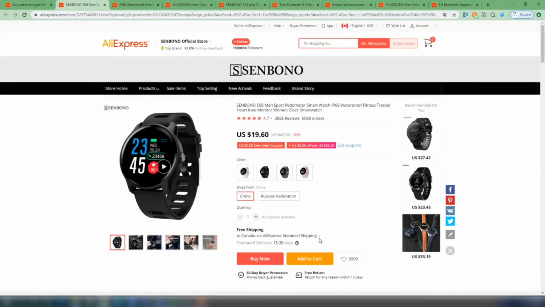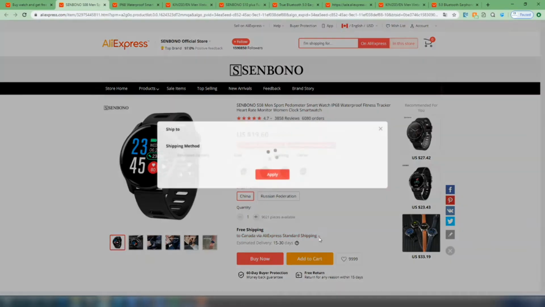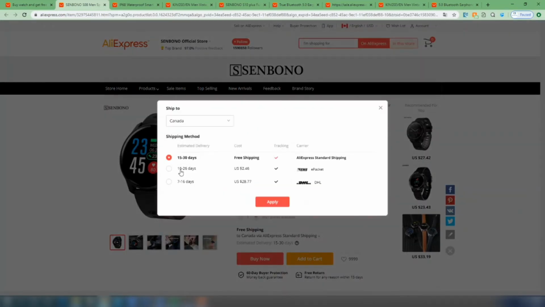This one ships from China. Once again, as you can see, there are only 3 shipping methods. If we ship to the United States, sometimes it depends on the country. Sometimes from country to country it can change. Well, as you can see, in the US you have 3 methods of shipping also. So always choose ePacket because you have the tracking that is included and it's free shipping.